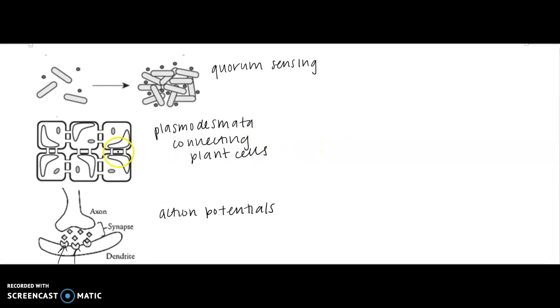Okay, now here is example 2. I have plasmodesmata connecting plant cells. These are plant cells, and these channels here are the plasmodesmata. So this cell can communicate with this cell through these channels by sending those signals. What kind do you think this is?